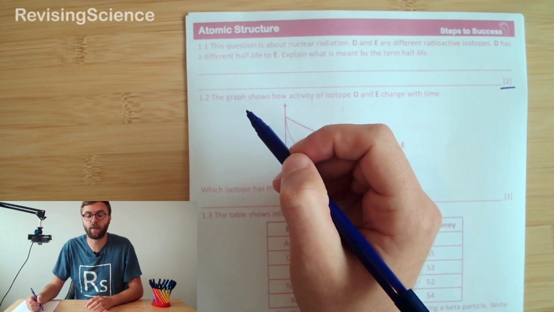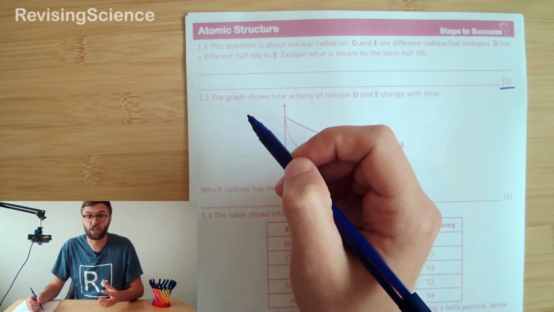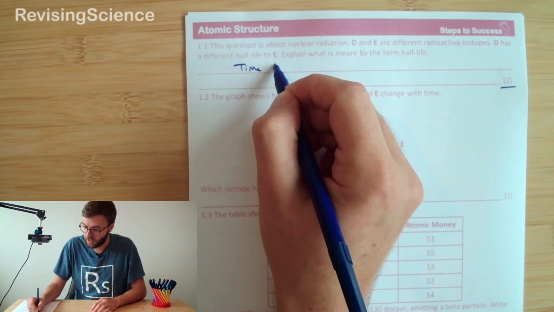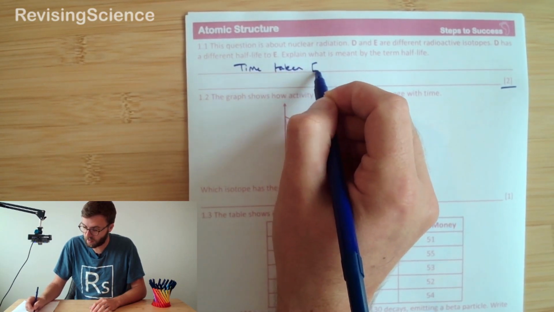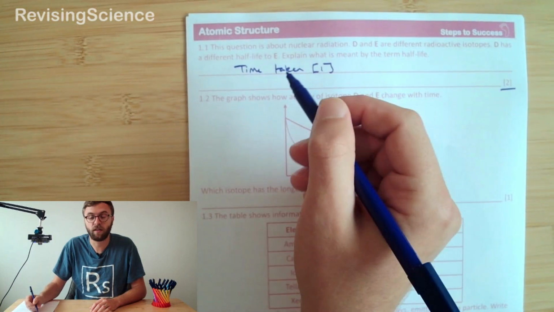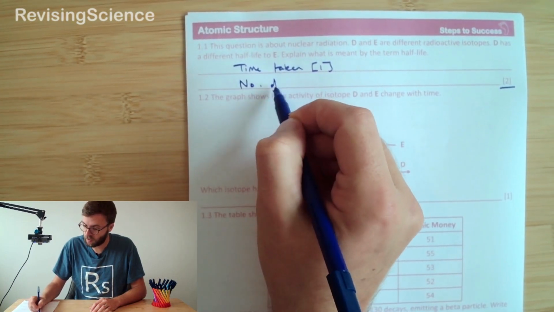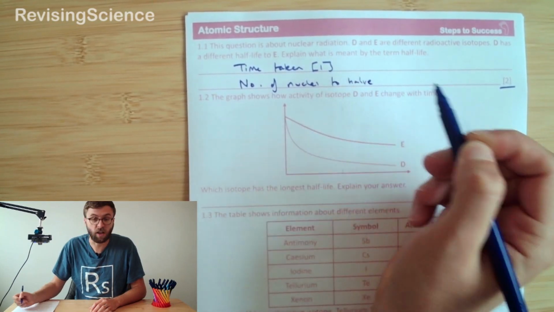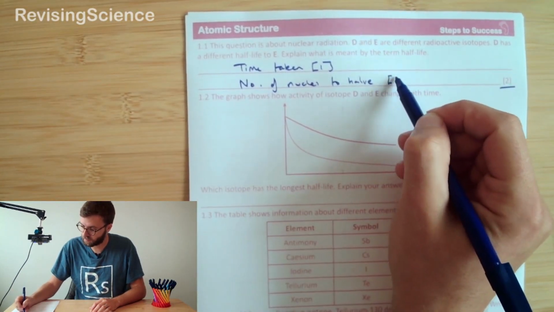Again, this is a really common exam question. It's just learning those definitions. So the half-life definition you need to know is that it's the time taken, which will get you 1 mark, for the number of nuclei to halve. 2nd mark.